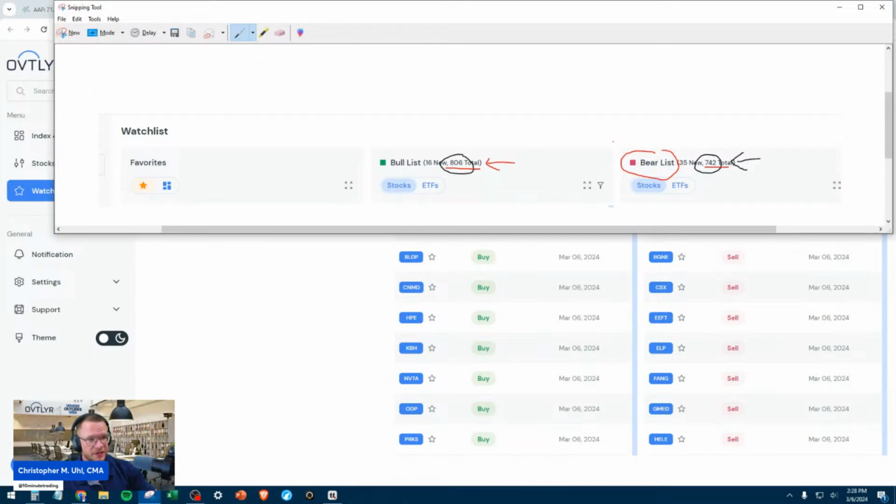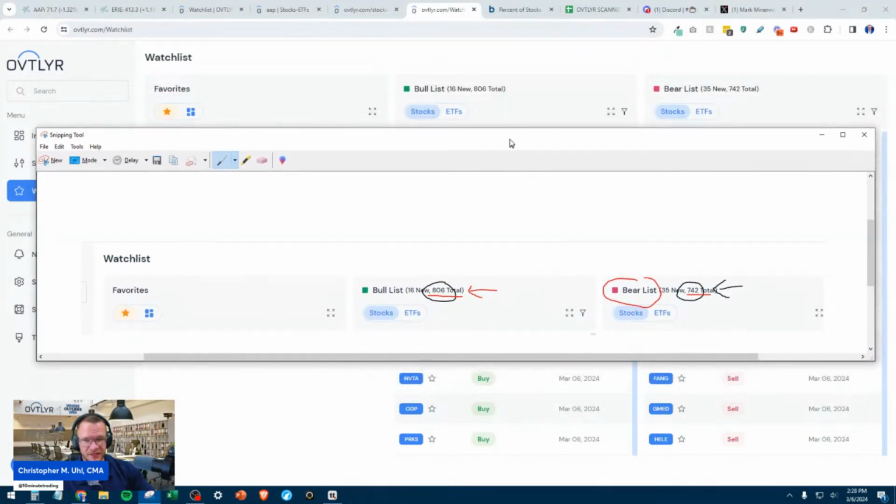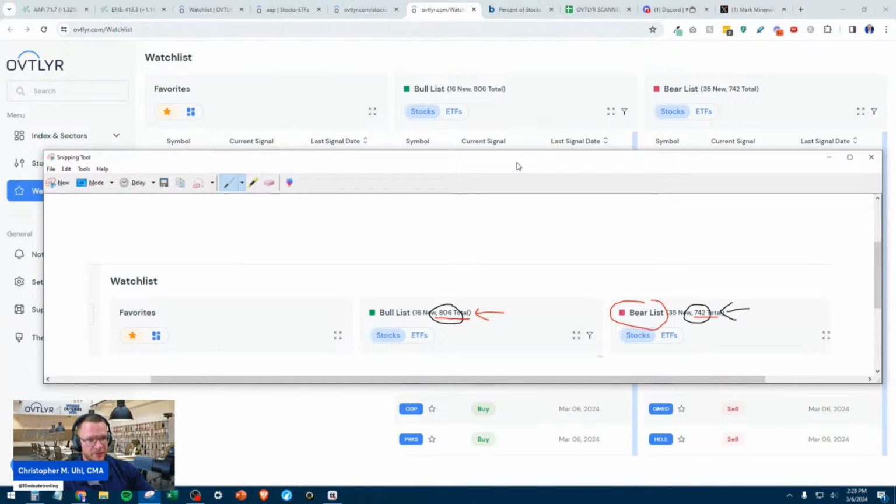So one neat feature, and I don't know when this is going to come. They said they could get it pretty quick. I don't think it'll be ready by next week.